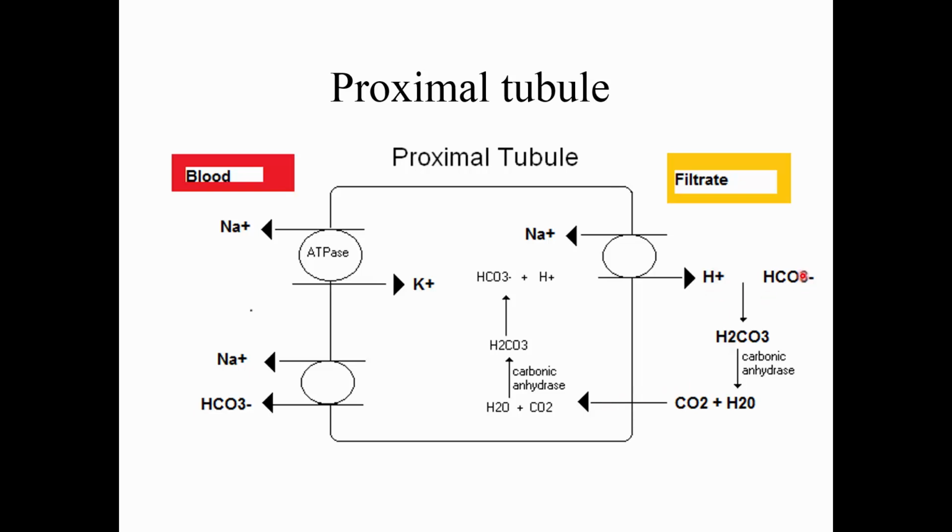So this hydrogen meets a filtered bicarbonate, forms carbonic acid. Carbonic anhydrase gets us to CO2 and water, which can come into the cell, meeting a new carbonic anhydrase, getting us back to carbonic acid. That dissociates into a bicarb and a hydrogen ion. The hydrogen ion is secreted, and the bicarbonate is reabsorbed with the help of sodium.